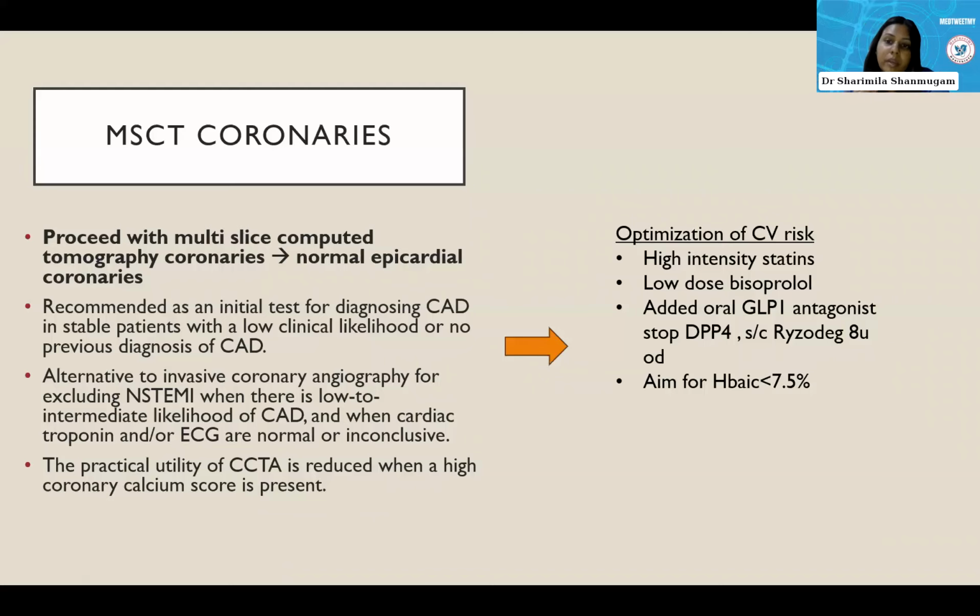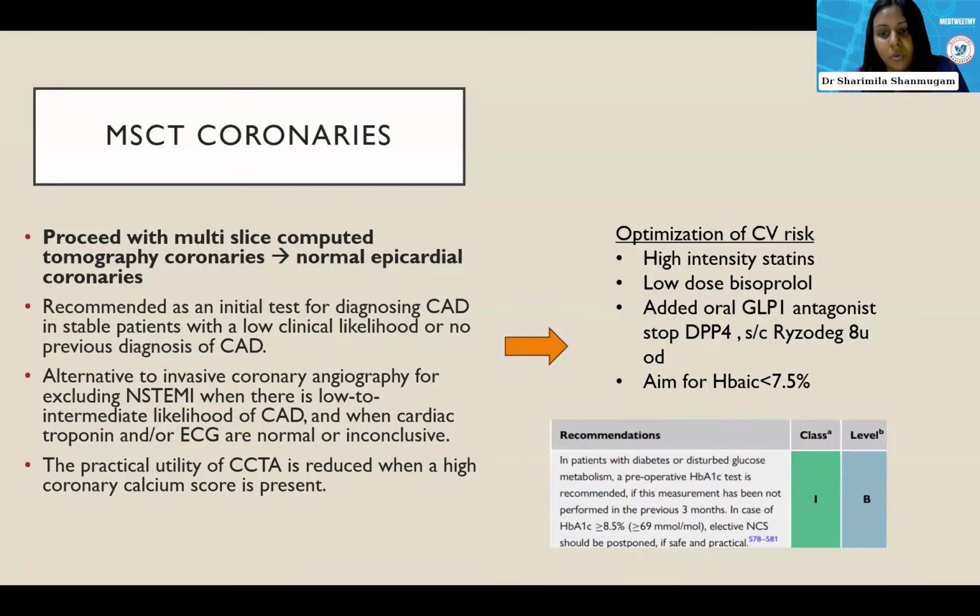we're quite lucky to have an oral GLP-1 agonist. So we started her on that for a little bit of weight management in our obesity clinic, in the cardiovascular risk reduction clinic that we have. We stopped her DPP-4. We started a small dose of Ryzodeg, 8 units once a day. We want to aim for an HbA1c of less than 7.5.